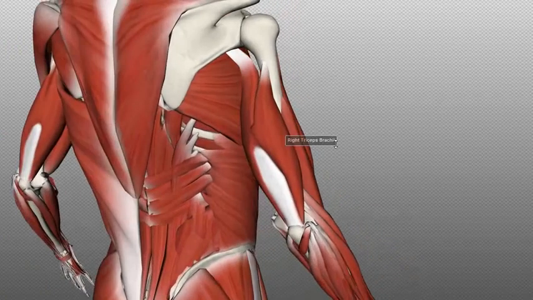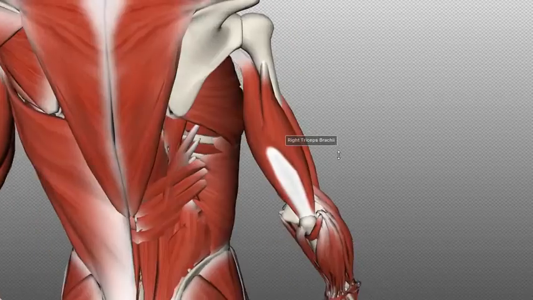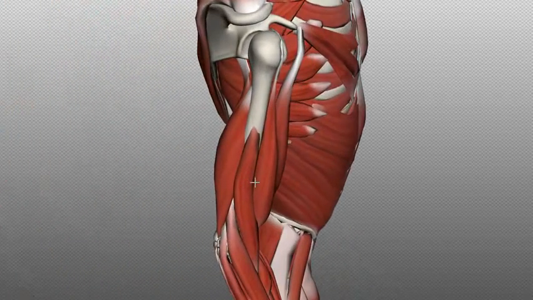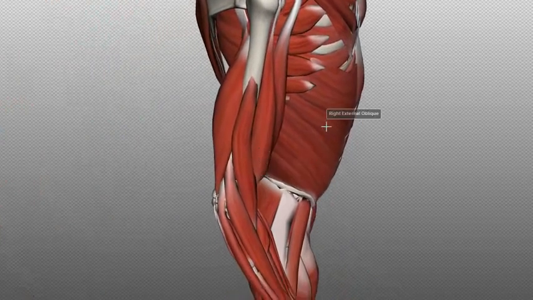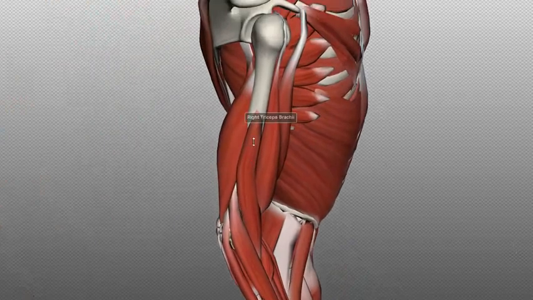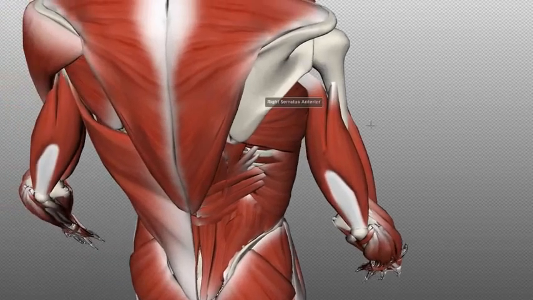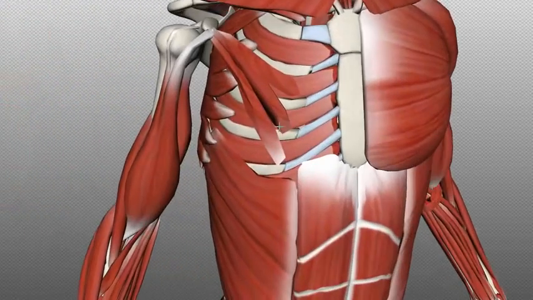So the muscles of the posterior compartment are innervated by the radial nerve, which comes off the brachial plexus and winds round to innervate the posterior compartment. So you can see the origin of this long head means that this part of the triceps can actually adduct the arm slightly at the shoulder joint. So that's another thing worth bearing in mind. So those are the muscles of the upper arm.